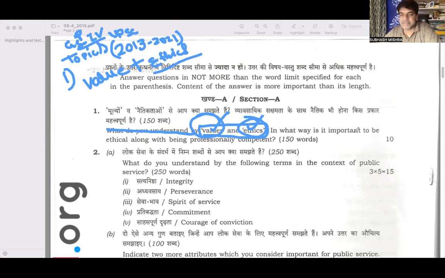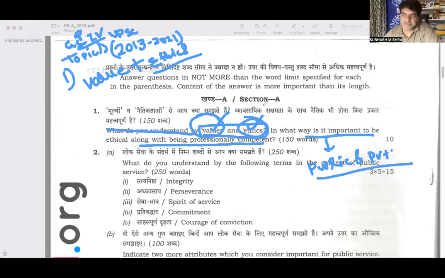In what way is it important to be ethical along with being professionally competent? This is the syllabus element where we see the public and private interface of ethics, public and private relationships, in the syllabus. All persons should take the syllabus along with them. Please do open the syllabus and start looking at it again and again, just like you look at a math formula, okay?